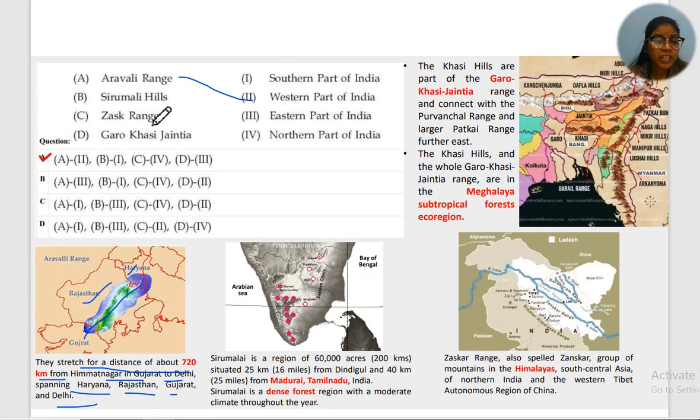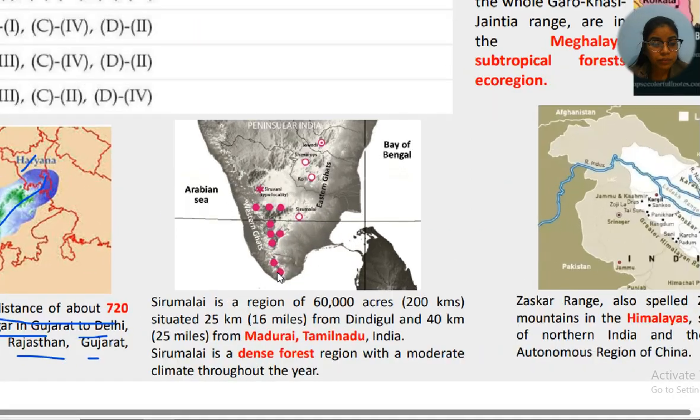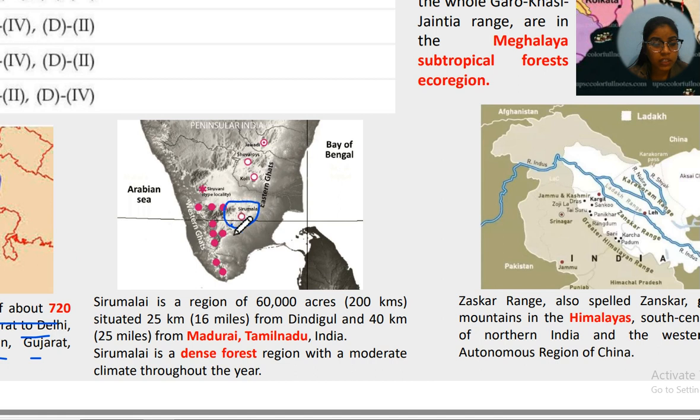Next we have Shirumali Hills, whose correct option is the southern part of India. So Shirumali Hills, you can see here. Here lie your Shirumali Hills. Shirumali is a region of 6,000 acres situated 25 kilometers, 16 miles, from Dindigul and 40 kilometers, 25 miles, from Madurai, Tamil Nadu, India. It is a dense forest region with a moderate climate throughout the year.